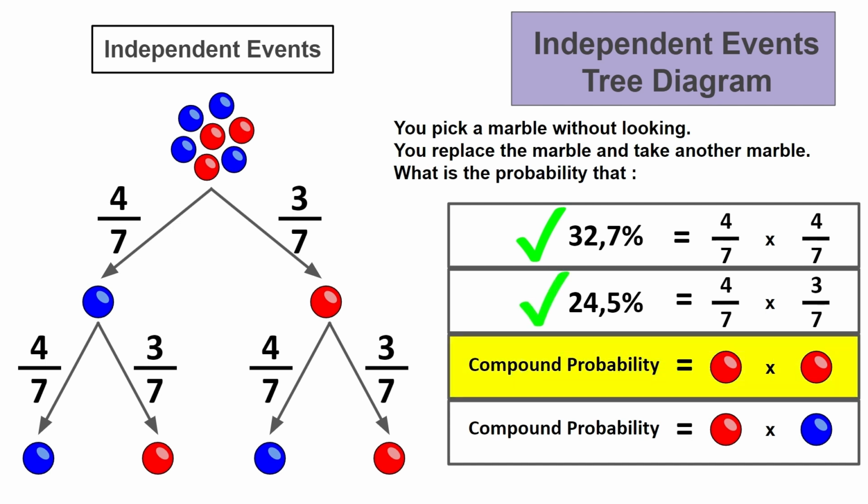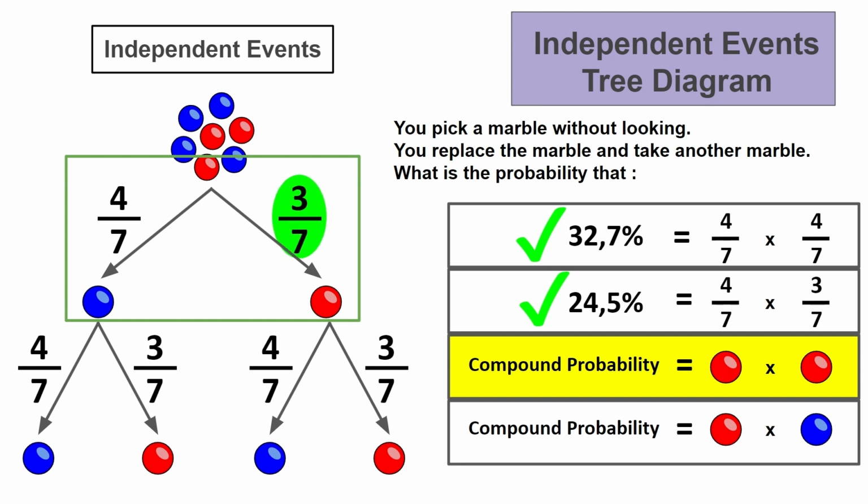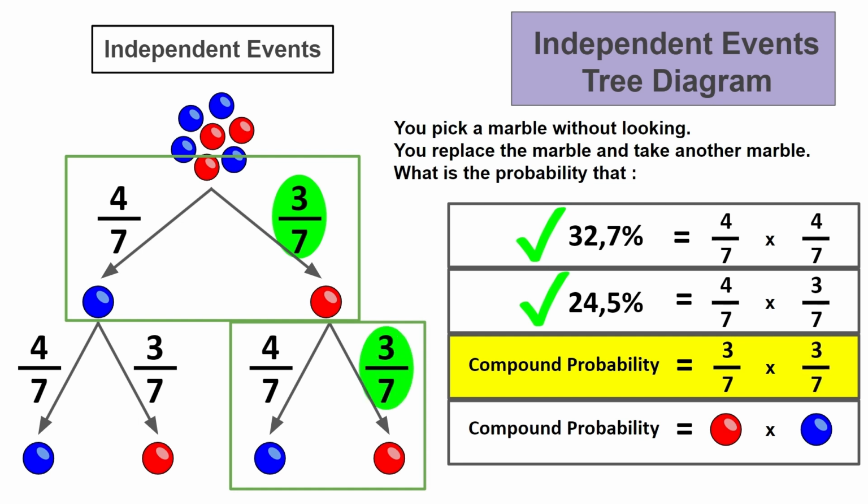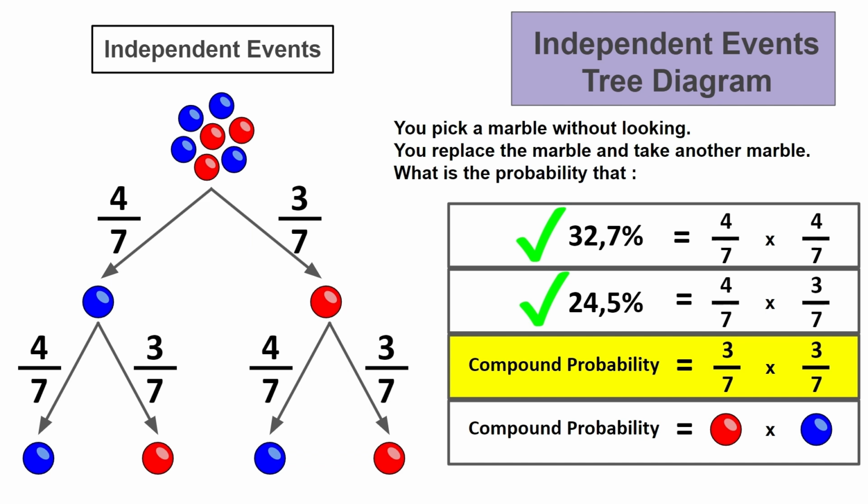And next, let's calculate the probability of picking a red marble and then picking another red marble. In the first event, the probability of picking a red marble is 3/7. And in the second event, the probability of picking another red marble is also 3/7. And 3/7 multiplied by 3/7 equals 9/49, or 18.4%, which is the probability of picking a red marble, replacing it, and then picking another red marble.